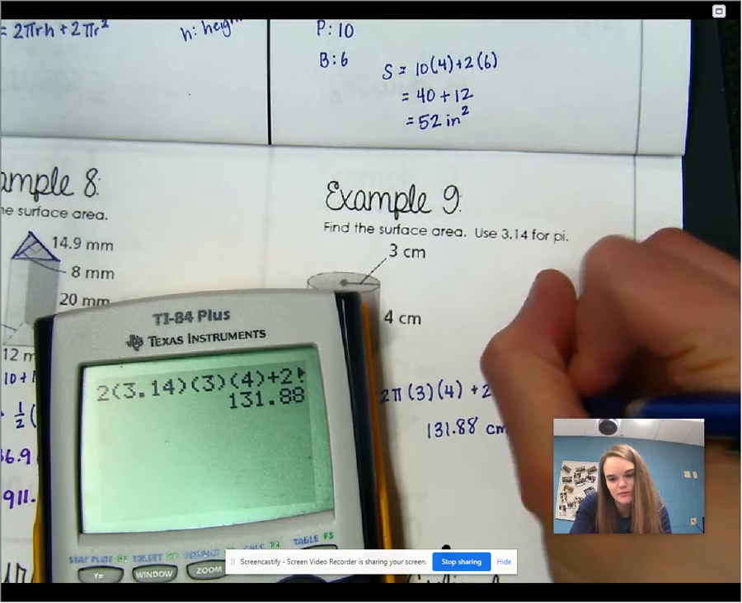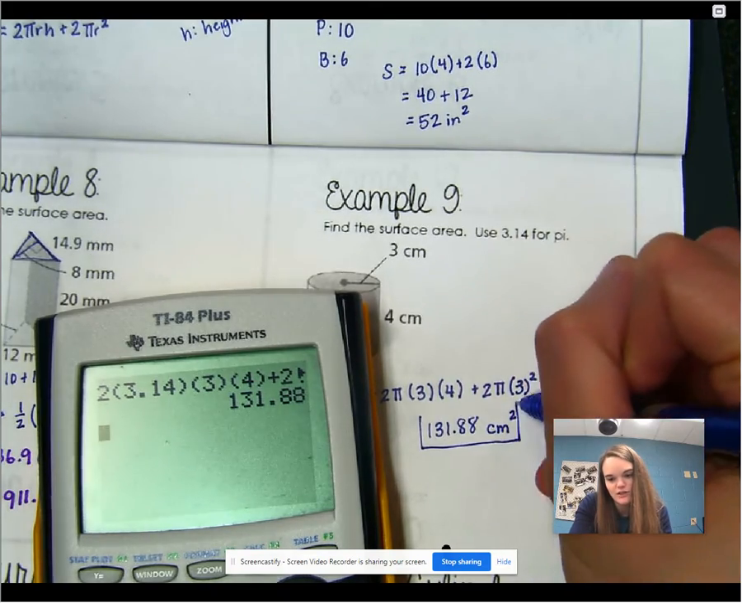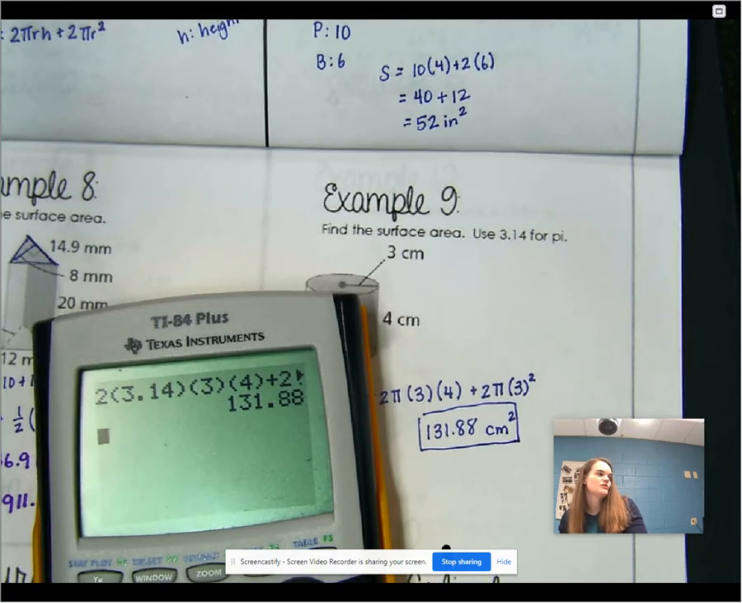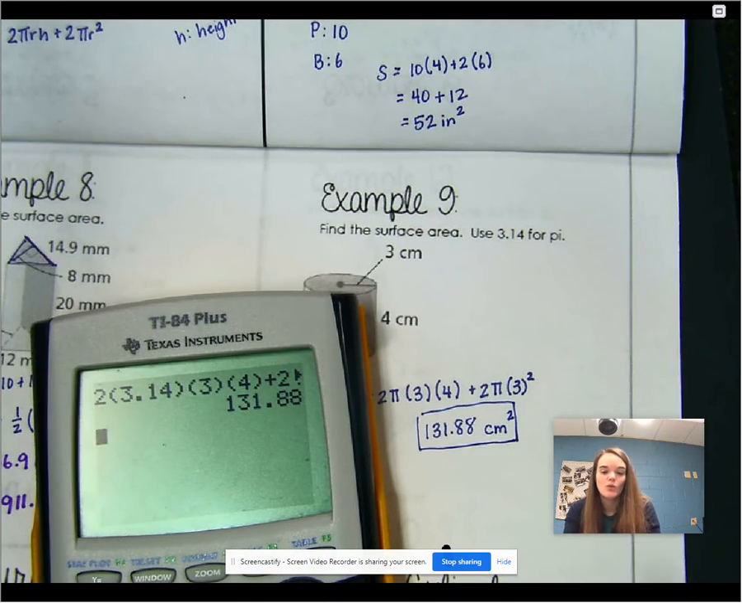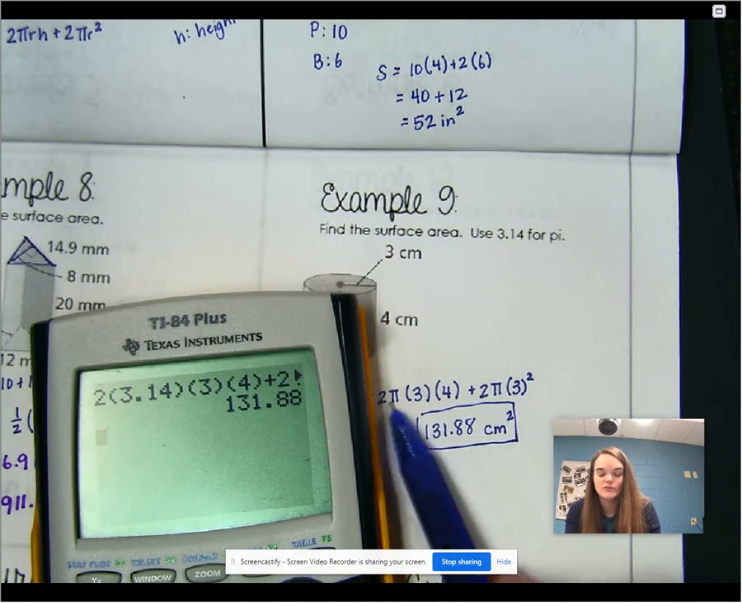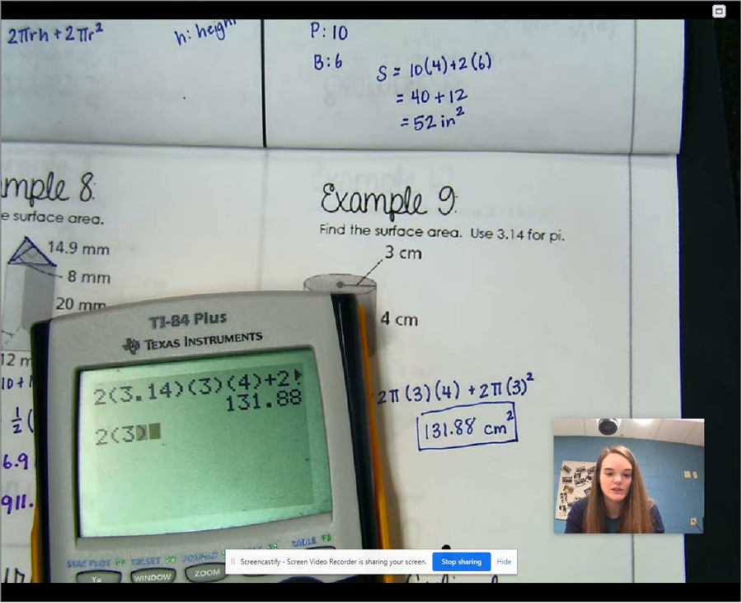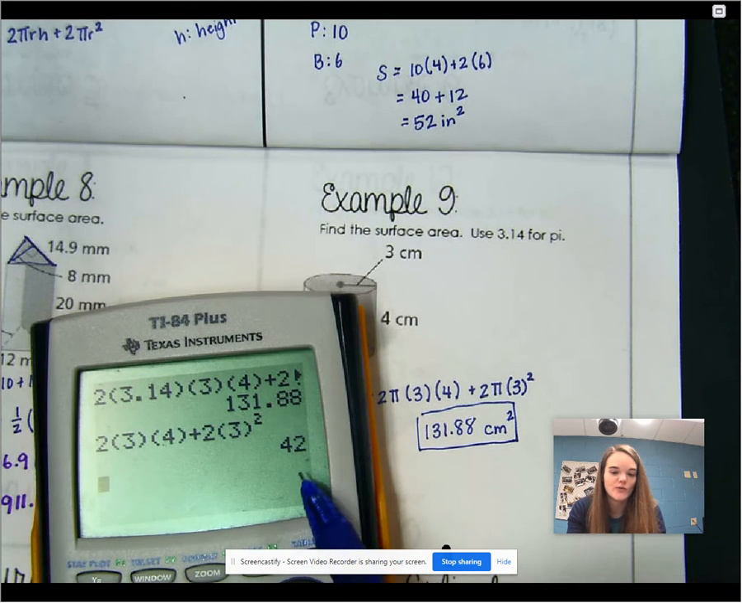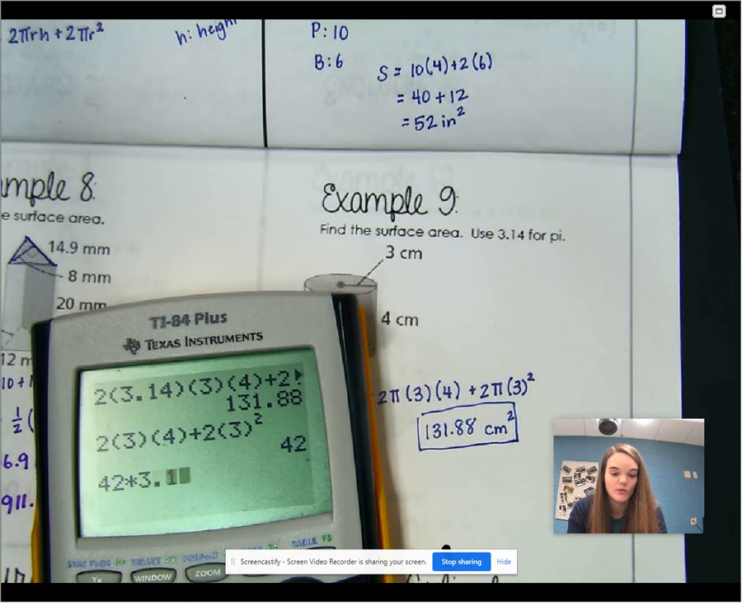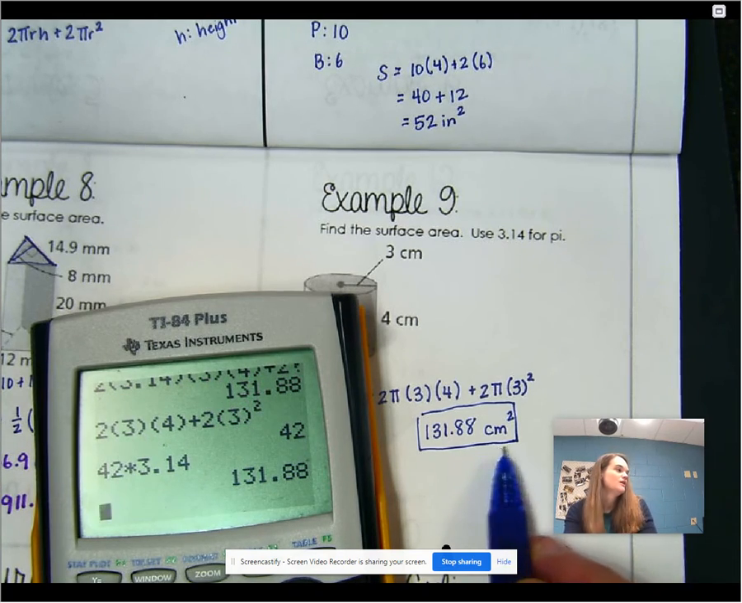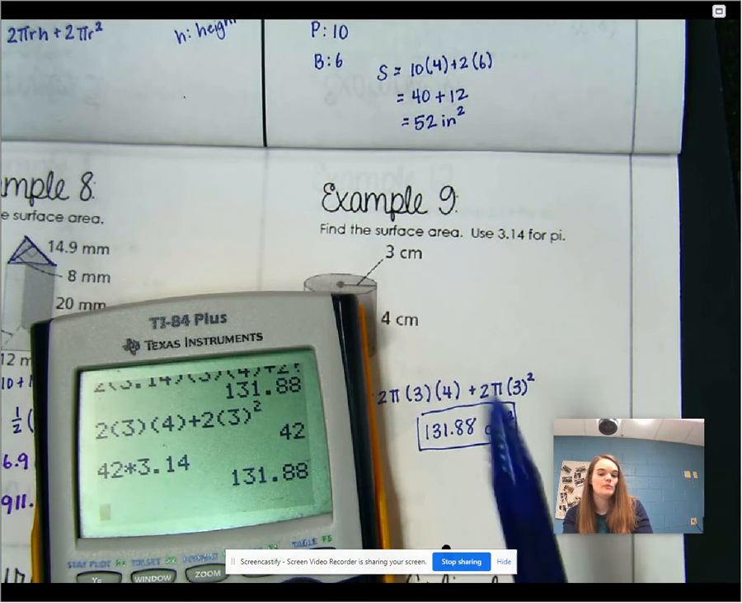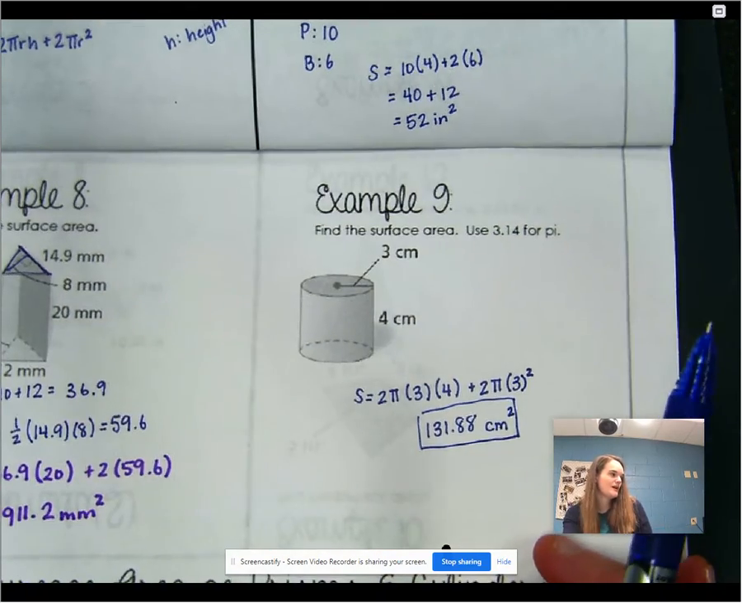Now, by the way, because you need to know this, if it ever says leave in terms of pi for surface area, what you would do is leave pi out, and you would do 2 times 3 times 4 plus 2 times 3 squared, and you would write 42 pi. And if you watch, 42 times 3.14 is the same as what we got. So you would leave it out and put 42 pi. But it doesn't say leave in terms of pi this time.